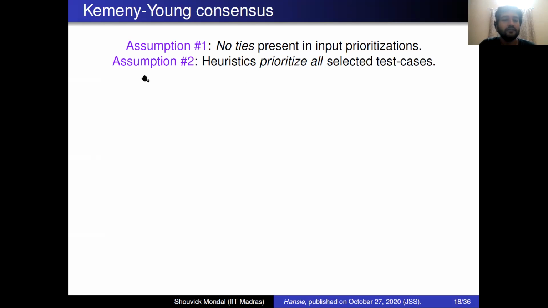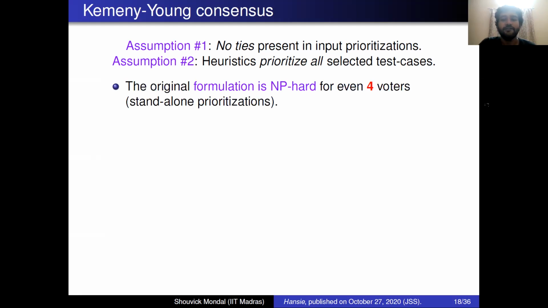However, in this work, we have two assumptions. One is no ties present in the input prioritizations, and we assume explicitly that the ties have been resolved due to the heuristics in the test case prioritizations, and all heuristics prioritize all test cases. So if there are n test cases and k heuristics, each of these k heuristics will prioritize. That means they will return n permutations. So the original formulation is NP-hard for even 4 voters, where voters correspond here to different prioritizations.